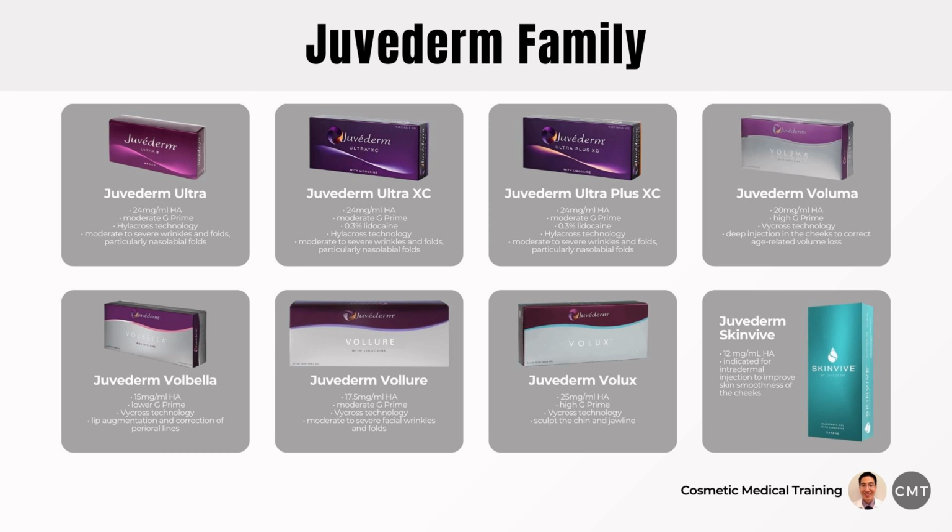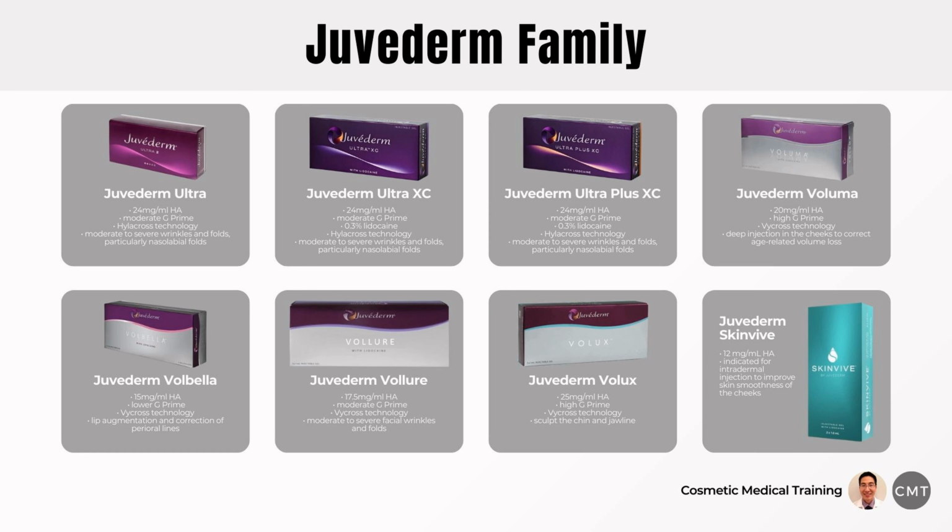Juvederm Volbella is designed for lip augmentation and correction of the perioral lines. It uses the Vycross technology and has a low concentration, 15 milligrams per ml, and a lower G prime for smooth consistency suitable for delicate areas. Juvederm Volure uses the Vycross technology and offers an HA concentration of 17.5 milligrams per ml. The moderate G prime makes it an excellent option for moderate to severe facial wrinkles and folds.